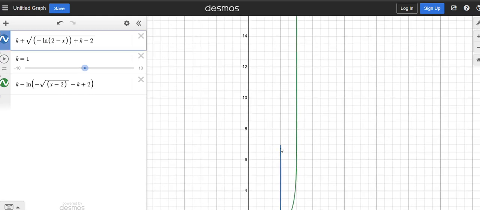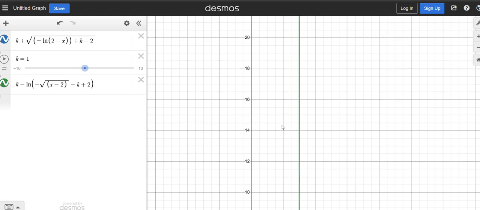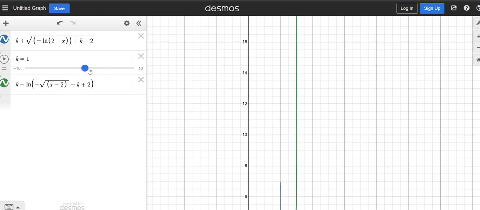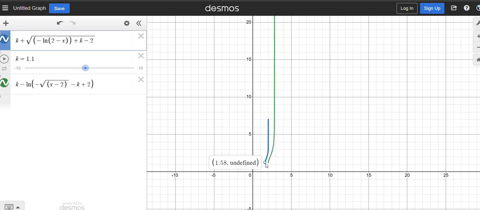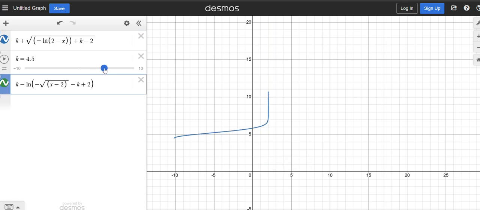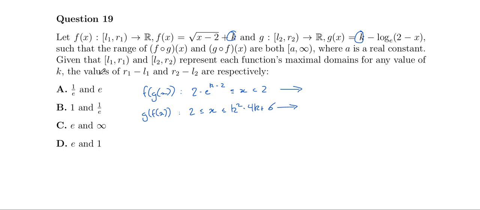I know this blue graph here doesn't extend to infinity, but it's probably just a glitch with Desmos, it should be going on to infinity. So as you can see, no matter what k is, the left endpoint is where the minimum occurs, and then the right endpoint just goes to infinity. So to find this minimum value, we can just substitute the left endpoint into f of g of x or g of f of x to find the range.